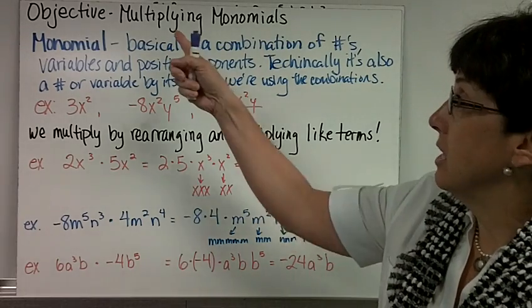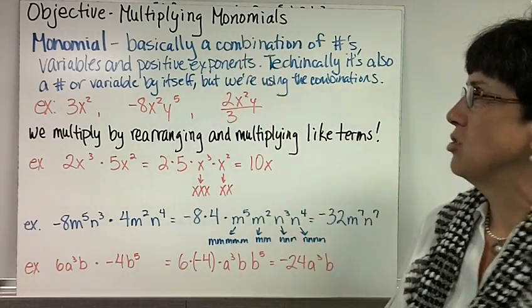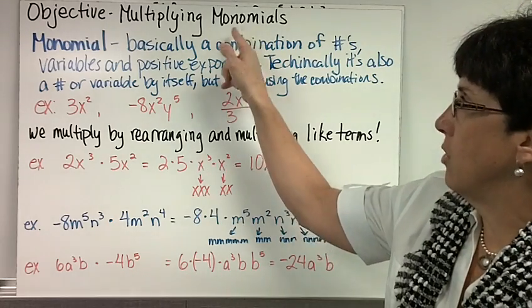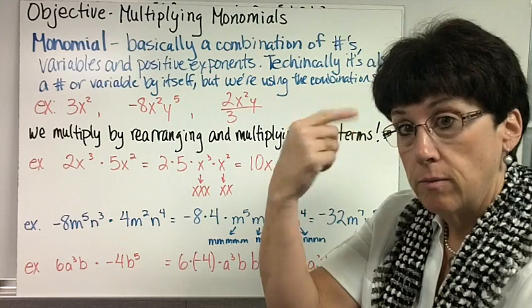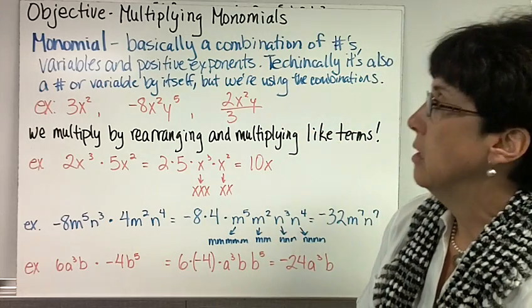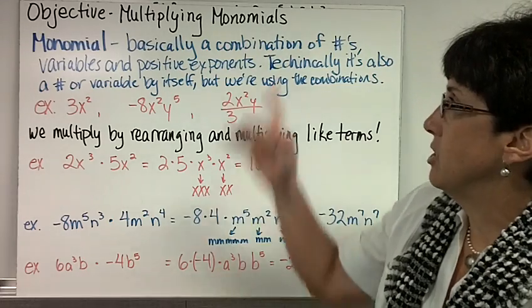Today's objective is multiplying monomials. Now, monomial is kind of a strange word. You know, mono means one, like at Disneyland, the monorail, or those glasses with one piece, one lens, a monocle. But monotheism, you learn about this year. But it just means one.